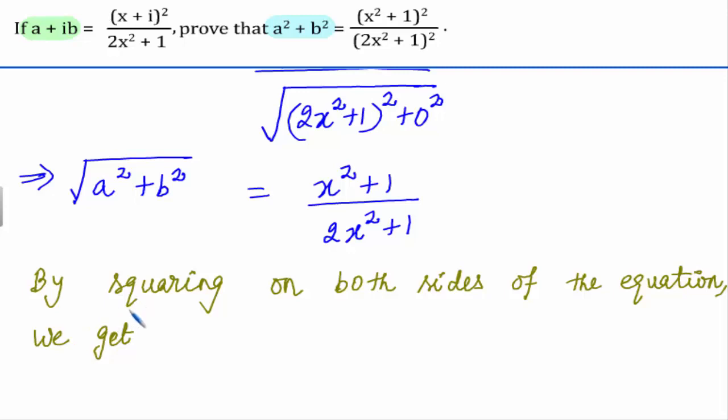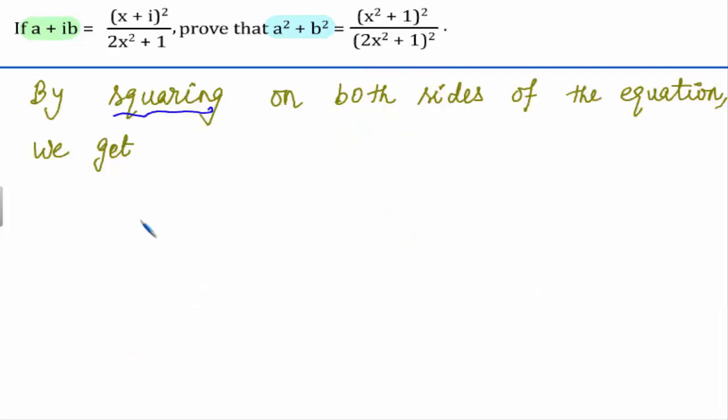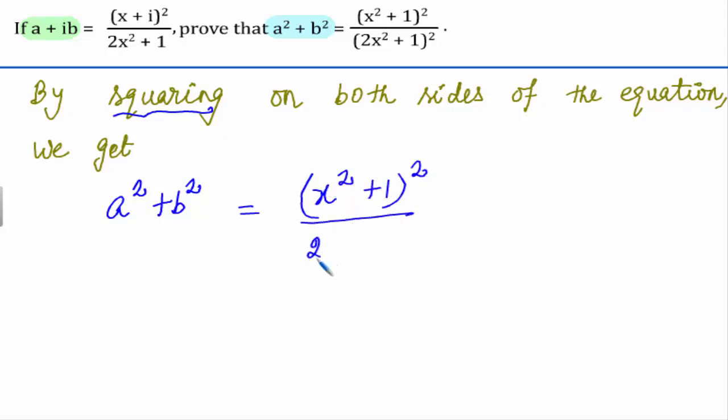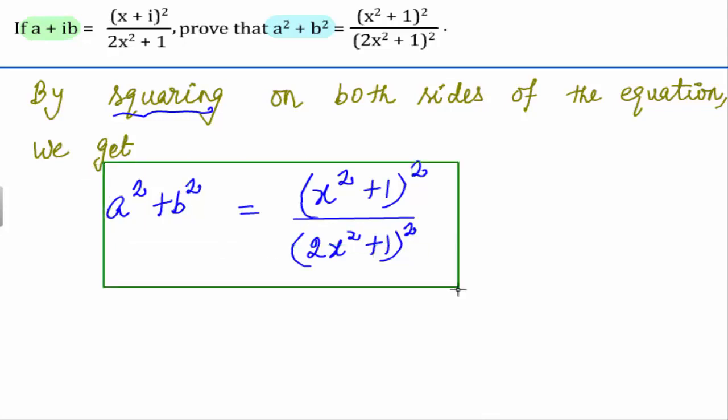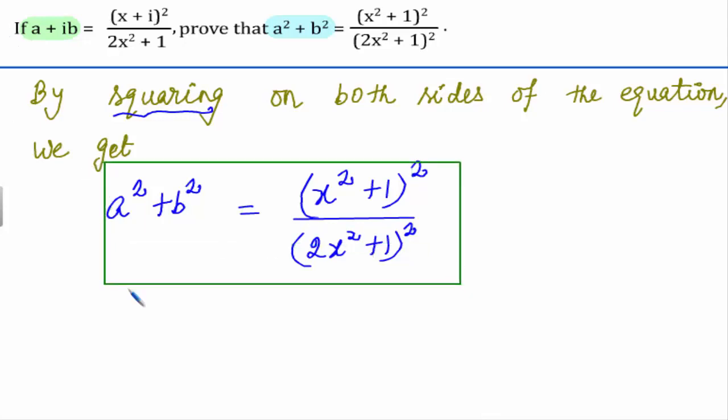Next, by squaring on both sides of the equation, we get a square plus b square is equal to (x square plus 1) whole square divided by (2x square plus 1) whole square. This is what we need to prove. With this, we come to the end of the solution of this problem.